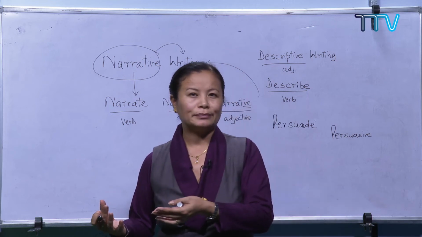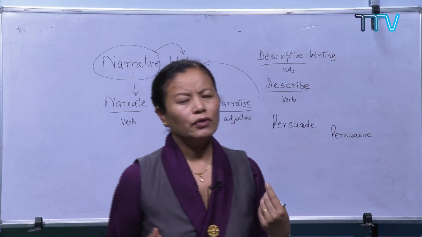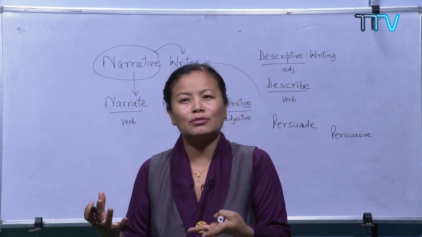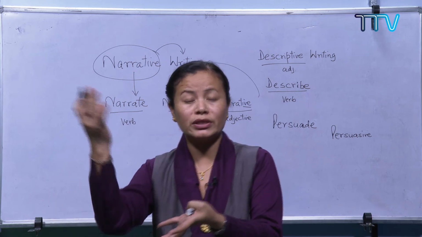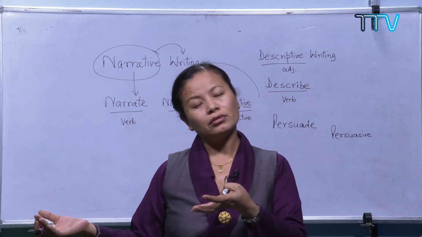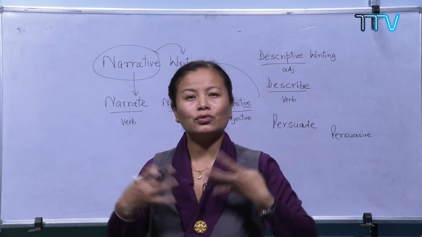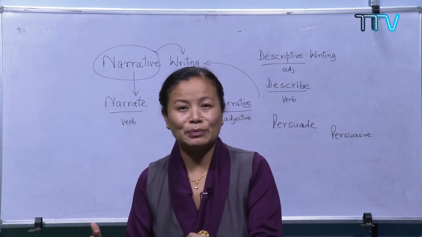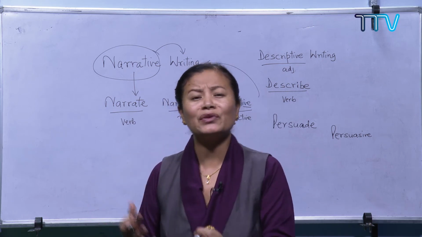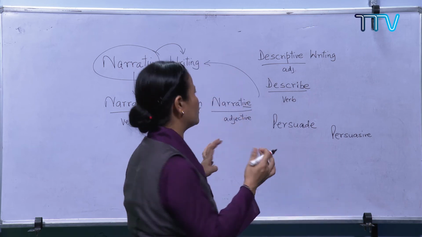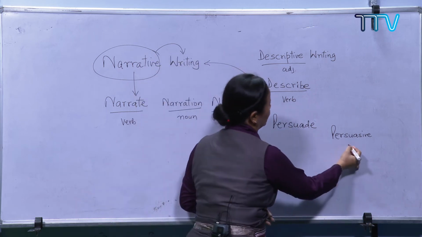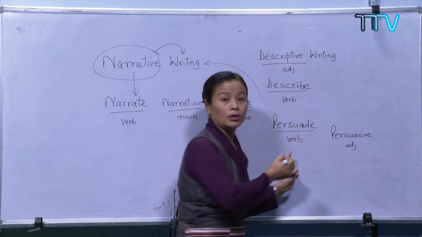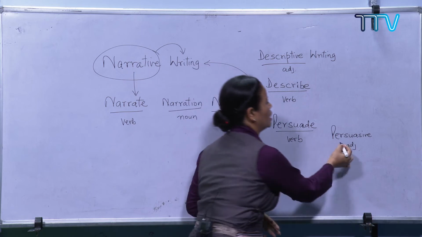Like when you write an application, you are in a way trying to convince. You give some sort of proposal to your senior or your teacher, and you are trying to make the other person listen to you. So you are persuading the person, trying to influence or convince the person. This type of writing is called persuasive writing. Again, persuasive is an adjective and persuade is a verb.